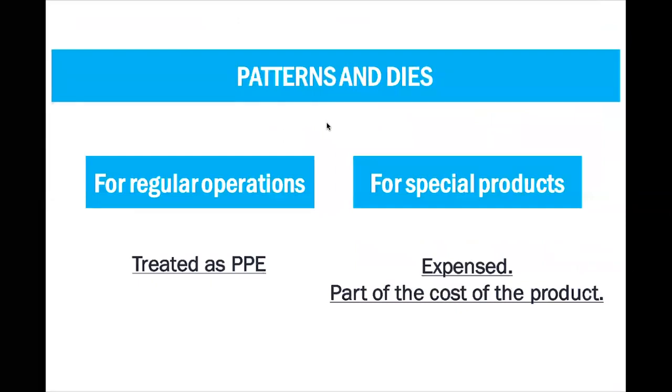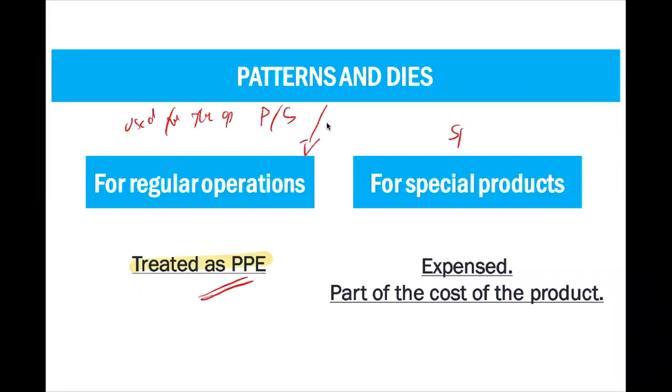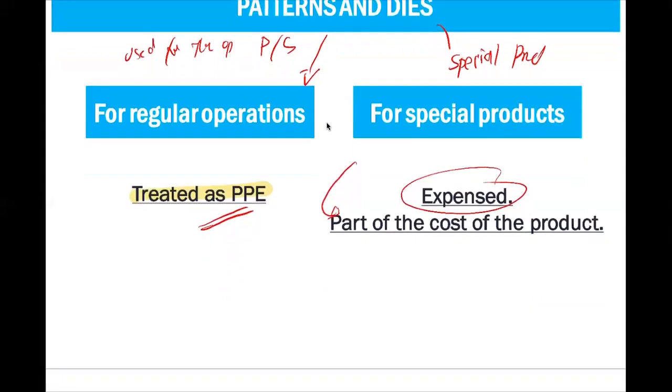We have your patterns and dies. If it's for regular operations, it is treated as part of your PPE kasi nga pasok siya dun sa definition. So it is used for the operations or for the production or supply of services, then PPE. But if it is for special products, that pattern is expense and it will be included as cost of the product. Okay? So if it's normal operation, used for the operation of production or supply, PPE. If it is for a special product, binili mo lang talaga siya for a special product, then you expense it. It will be part of your cost of the product.